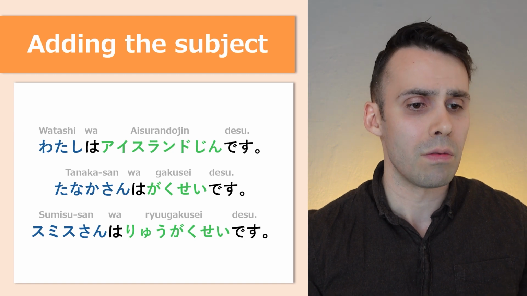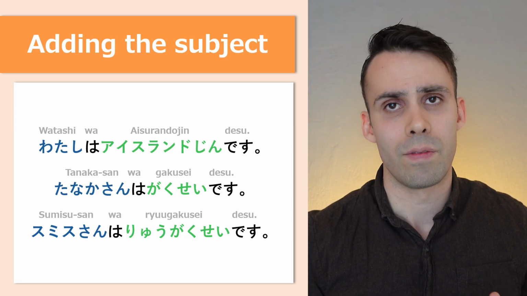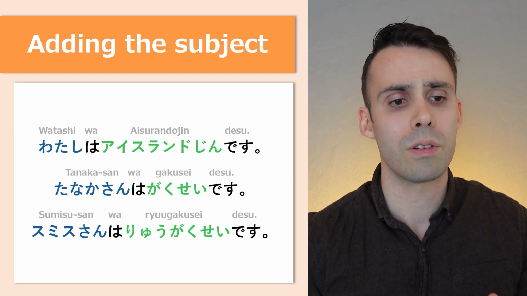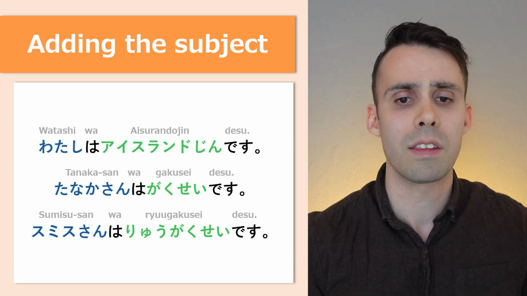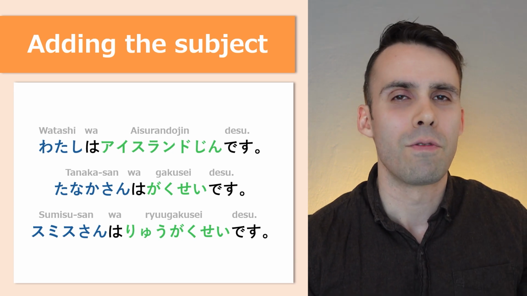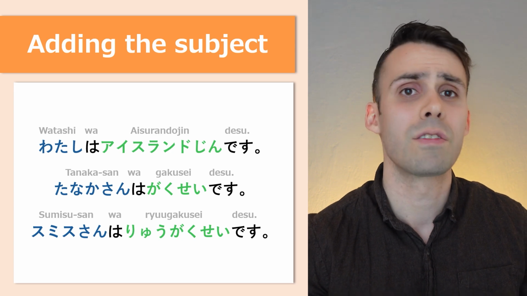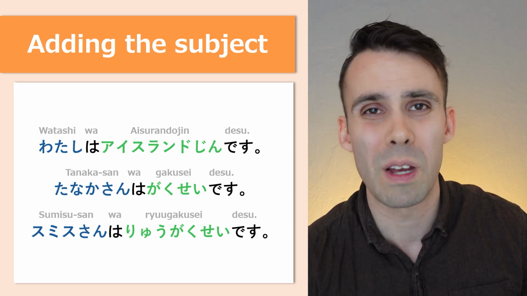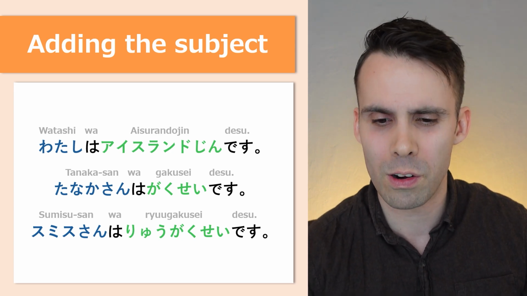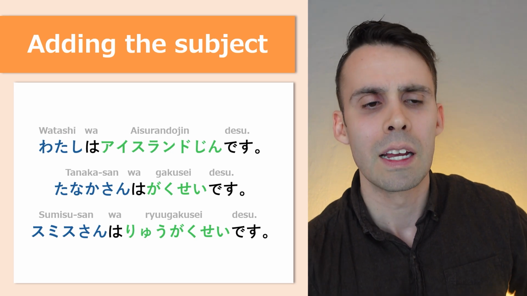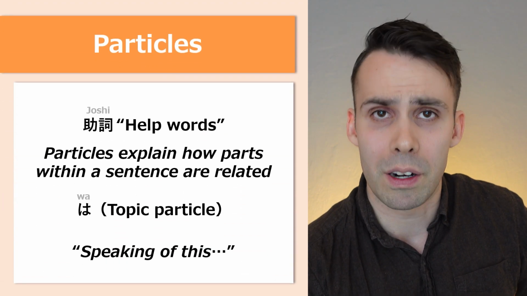Or スミスさんは留学生です。So スミスさんは留学生です means Mr. Smith is a foreign exchange student, which might be in your future or maybe it's in your present. I don't know where you are. Don't ask me. I don't know you. But a little bit about particles.